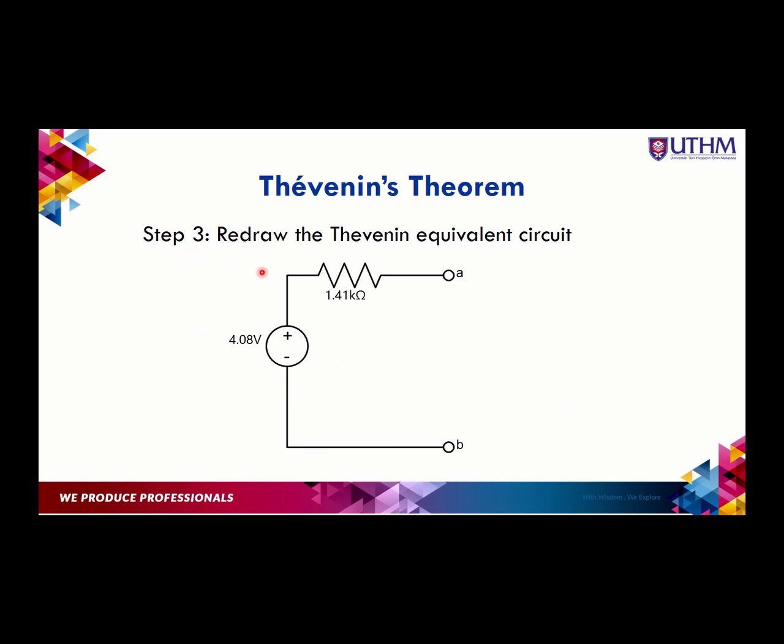Then finally, we need to draw the Thevenin equivalent circuit with these two values: V Thevenin of 4.08 volts in series with R Thevenin of 1.41 kilo ohms, and then we just connect it to port A and B.